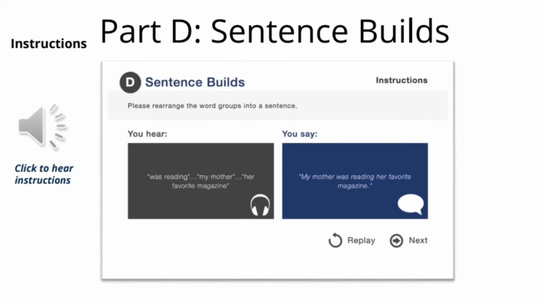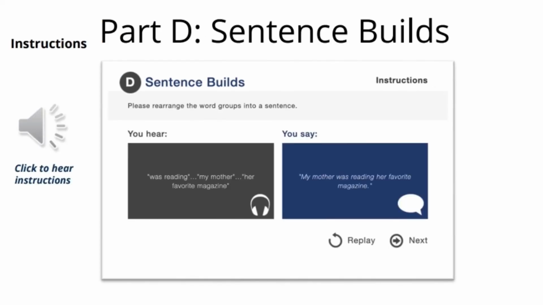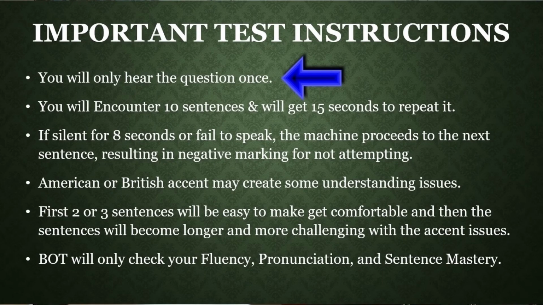Part D, Sentence Builds. In this section, you need to rearrange the word groups into a sentence. Means you will hear 3 short phrases. The phrases will be in a random order and we need to rearrange them into a sentence. Example, what will say was reading, my mother, her favorite magazine, and our reply would be my mother was reading her favorite magazine. You will only hear the sentence once.